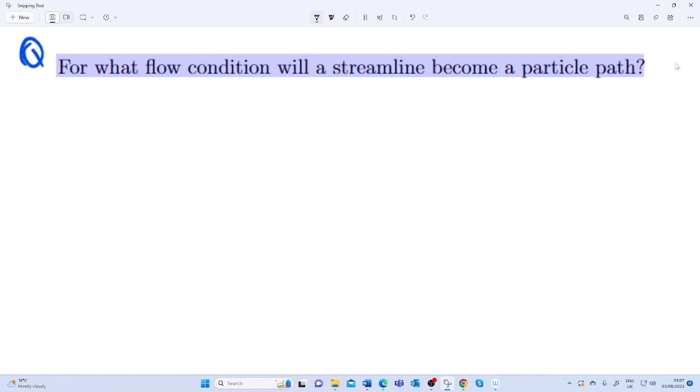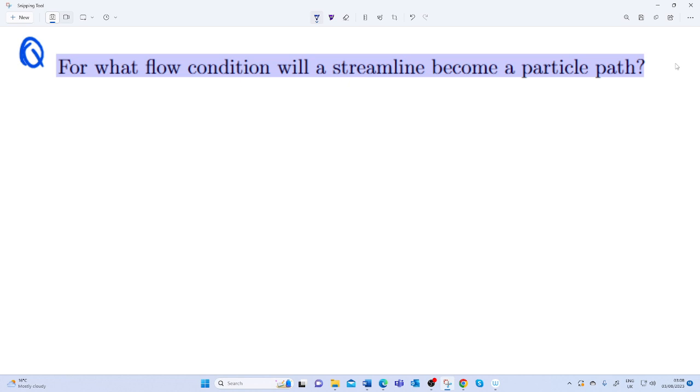Once again, on what valid condition will a flow condition of a streamline become a particle path? Now, a streamline becomes a particle path when the flow is steady and the fluid is both incompressible and irrotational.